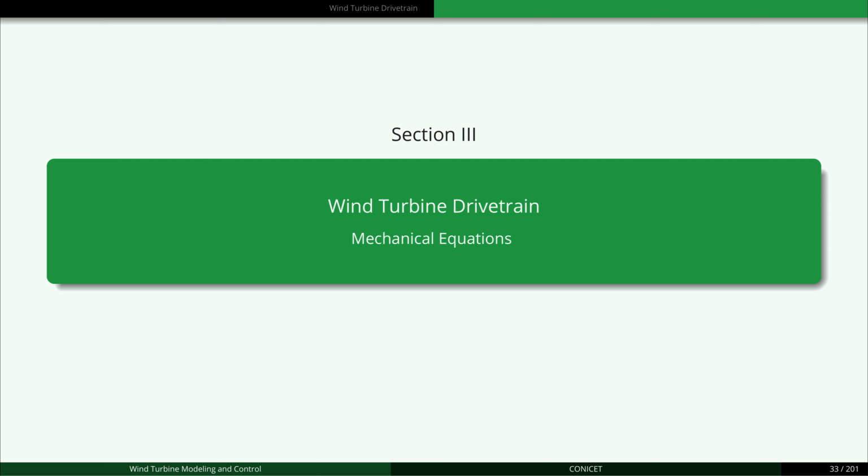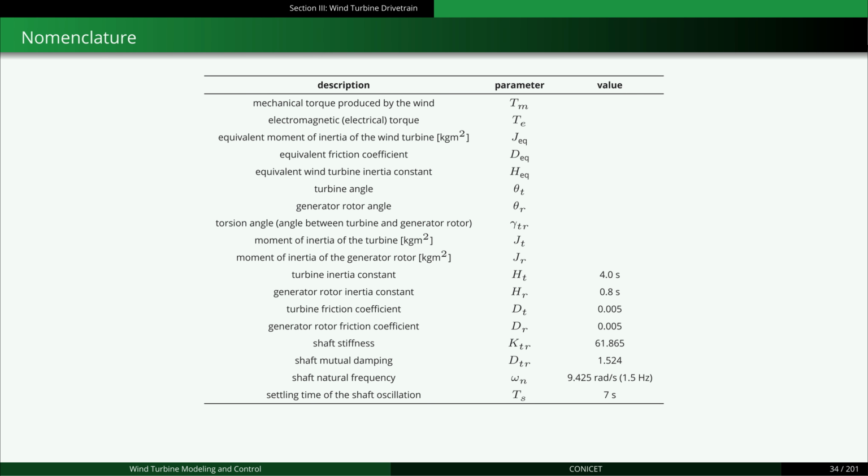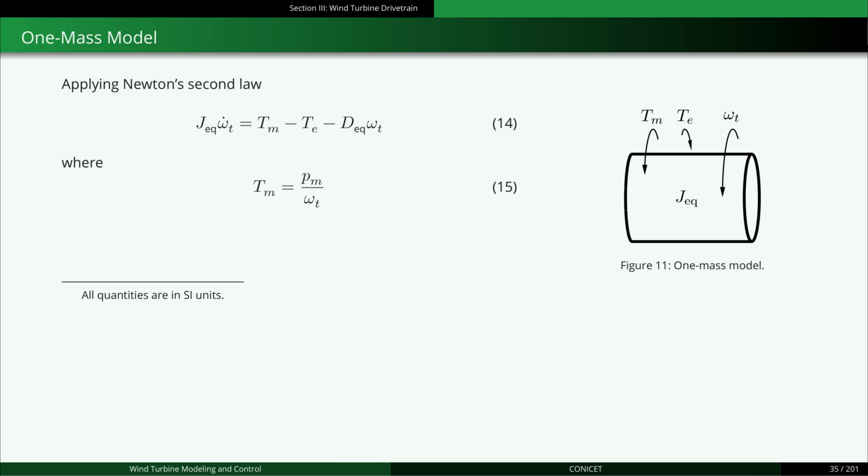Welcome to the second part of our lecture series on wind turbine modeling. In this section, we will describe the wind turbine drivetrain and its mechanical equations. This table provides descriptions and values of all parameters used in this section. As an introductory example, we use a one-mass model to represent the wind turbine.